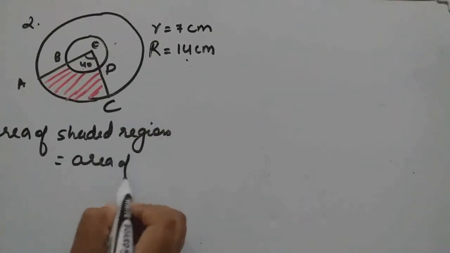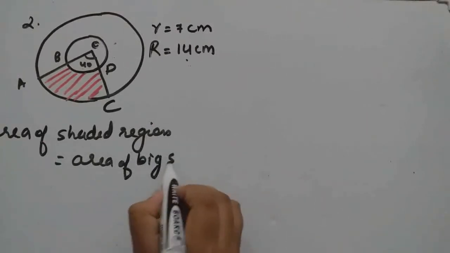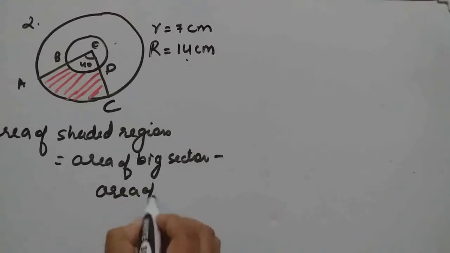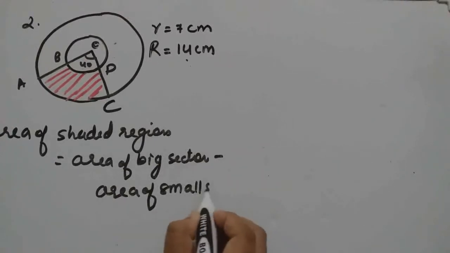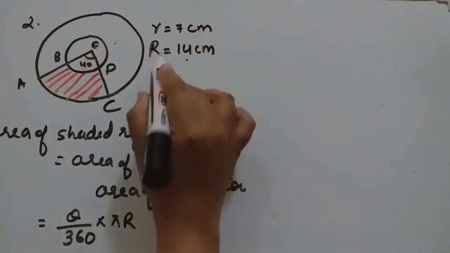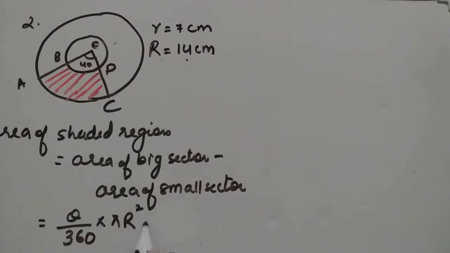Area of big sector minus area of small sector. Theta is the same for both the sectors, so we can write theta by 360 into pi. For the big sector, radius I am using capital R. Then theta by 360 into pi small r.